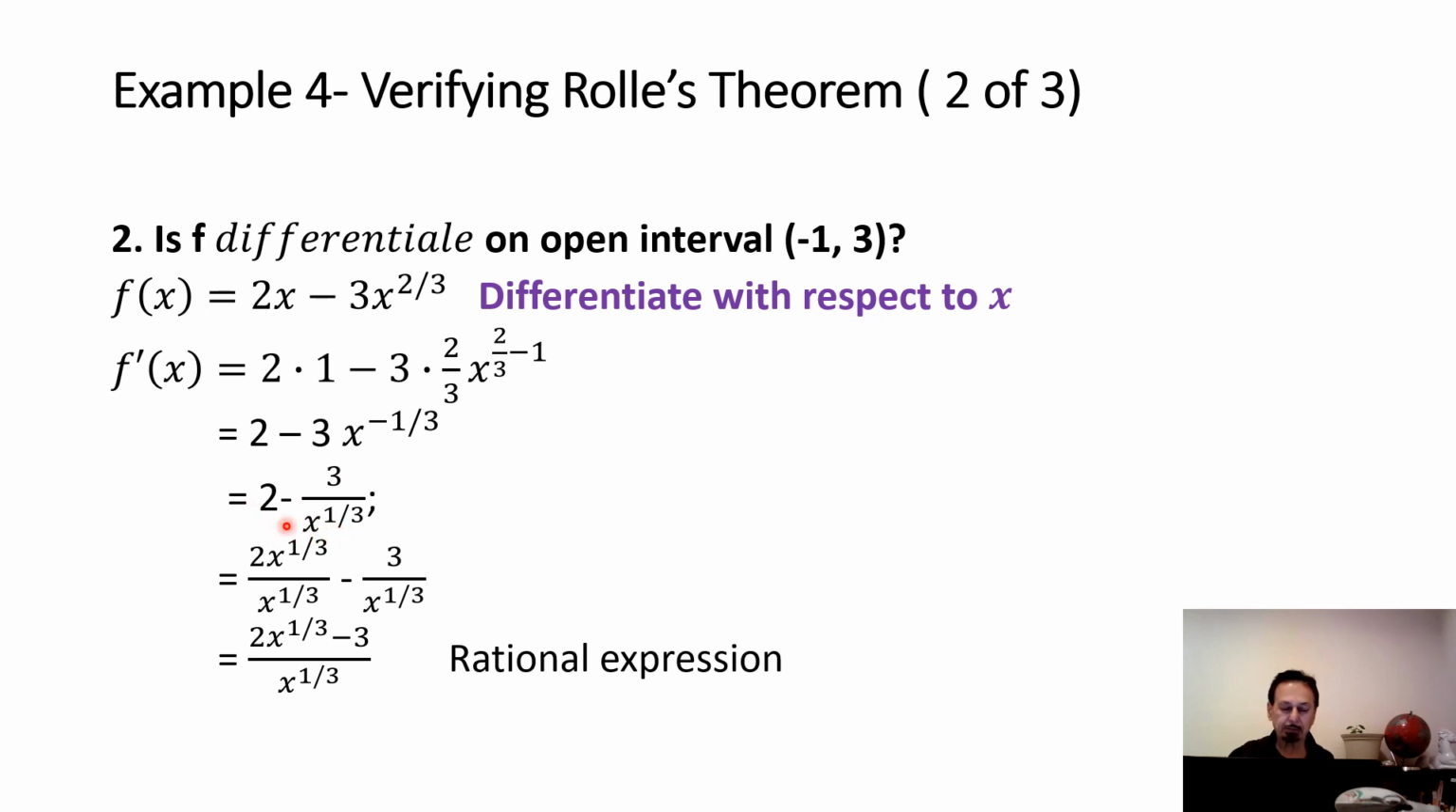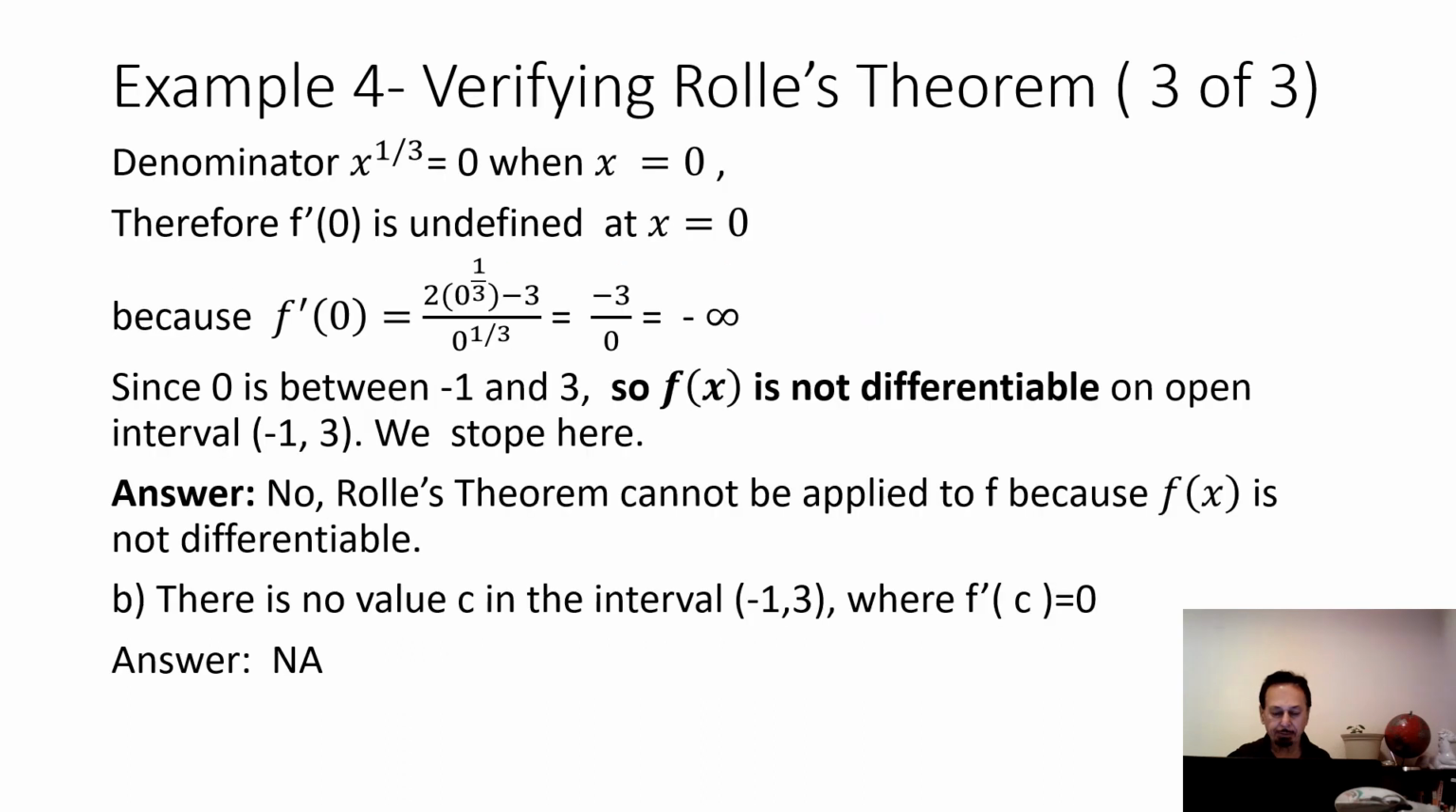We need to combine this into a single fraction, so we multiply 2 by x to the 1/3 and divide by x to the 1/3. Now we have the same denominators. We write the denominator once and subtract the numerators. So we got this fraction. Now you can see this fraction is undefined when x equals what? 0. The denominator x to the 1/3, let's set it to 0, and we can solve to get x equals 0.